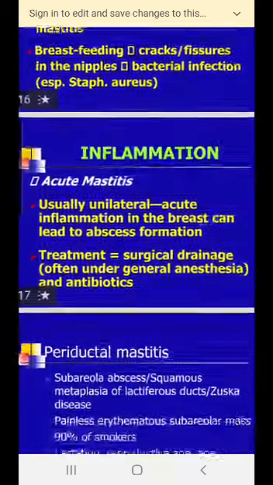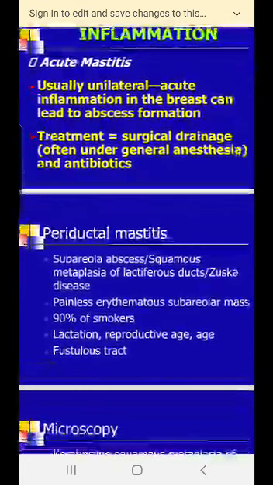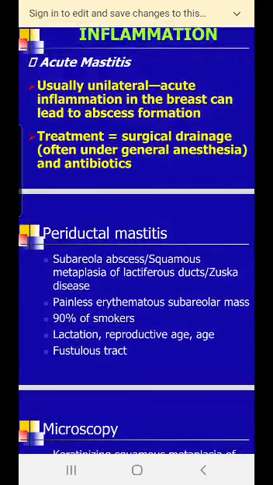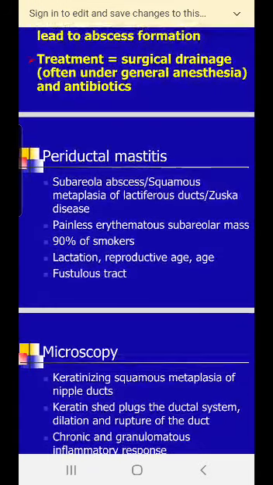Mastitis is quite painful, and it is mostly unilateral, and this might lead to an abscess formation. So treatment is, first treat them with antibiotics, and if it doesn't go away, you'll have to drain the breast tissue.